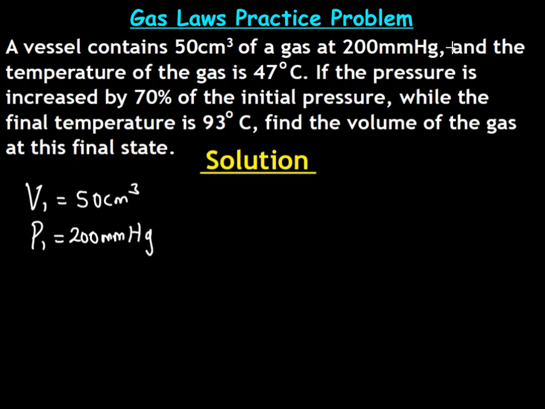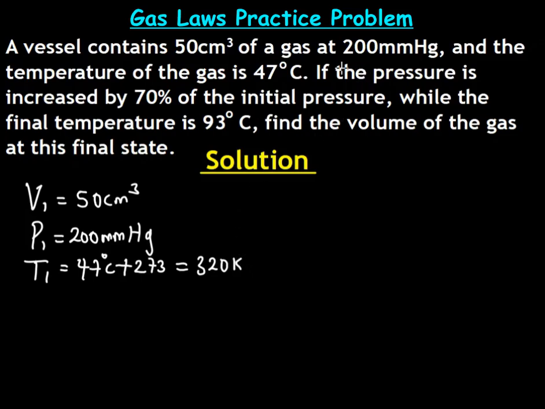Good. And the temperature of the gas is 47 degrees Celsius. So the initial temperature of the gas is 47 degrees Celsius, T1 is equal to 47 degrees Celsius. Let's then convert it to Kelvin by adding 273 to it. So 47 plus 273 is equal to 320 Kelvin.